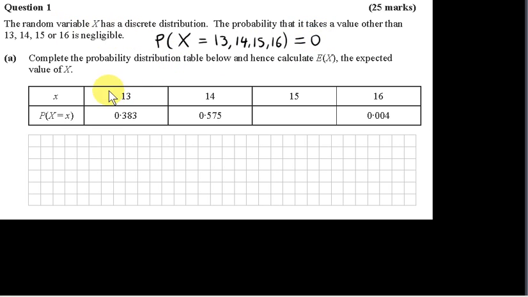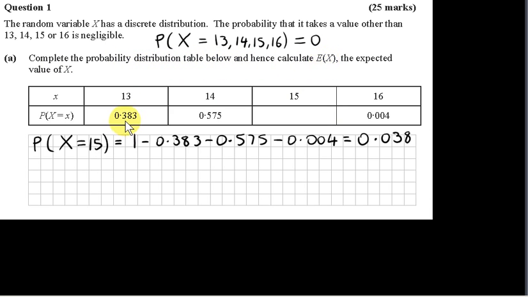So that means that the sum of the probabilities that x takes on the values 13, 14, 15 or 16 must be 1. Complete the probability distribution table below and hence calculate the expected value of x. So the sum of this second row of the table must be 1. So to calculate this value here, we just get 1 minus the 3 values shown, and we get 0.038.